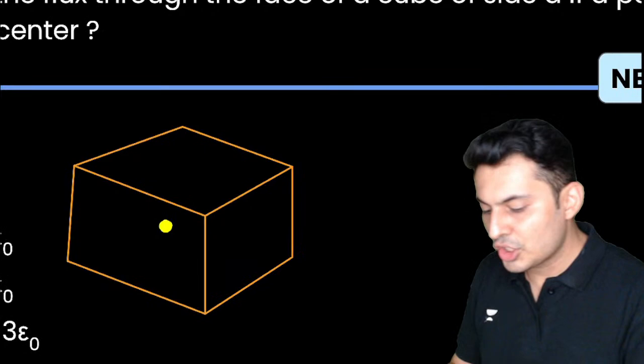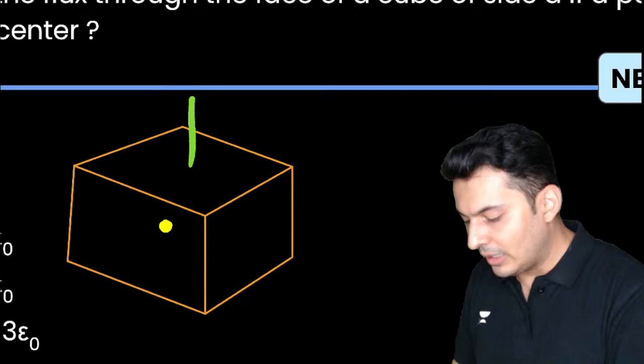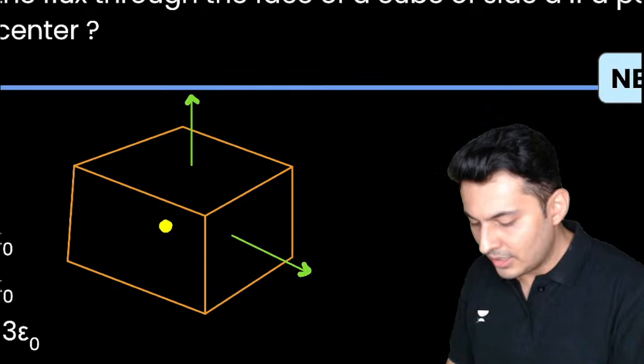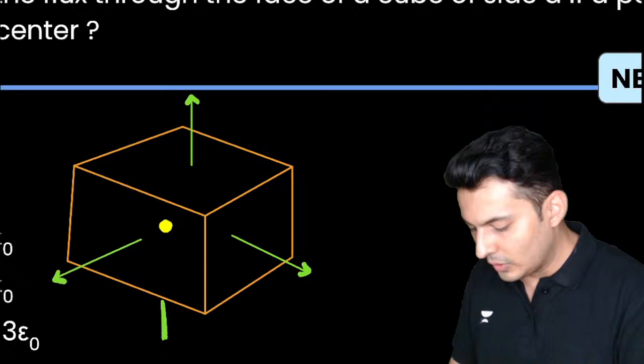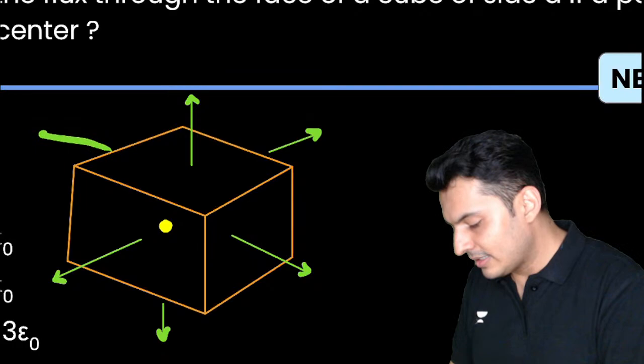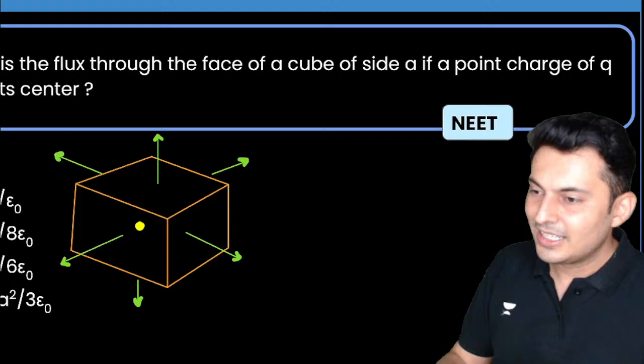So what will happen, my dear students? There will be some electric field coming out this way, this way also, some going down, some going back, and some going this way, left side also. Now, totally how many surfaces? Six surfaces are there.